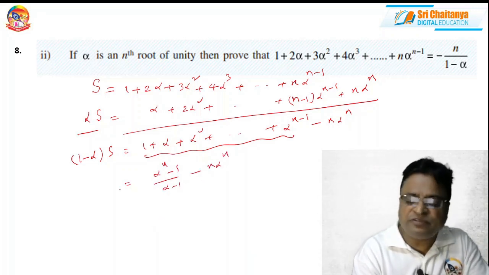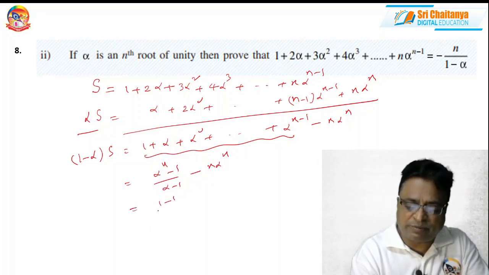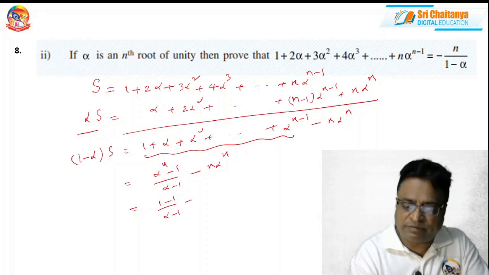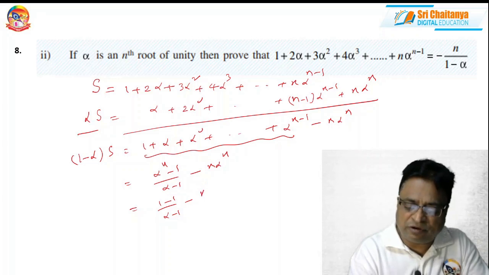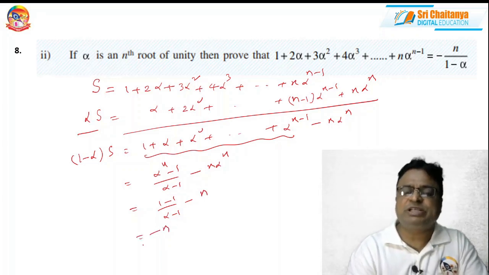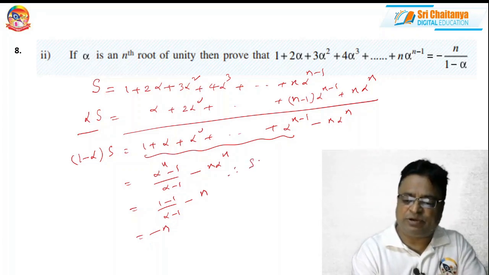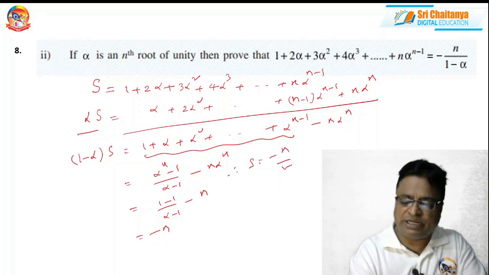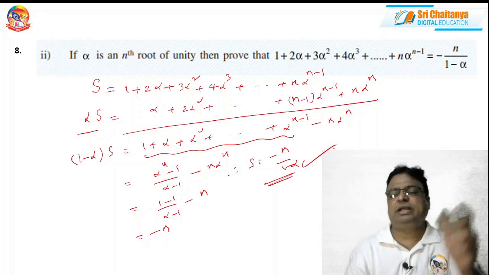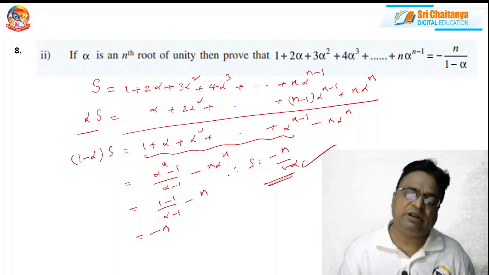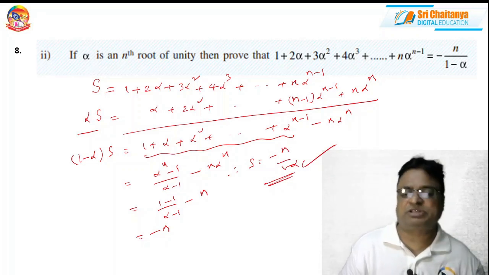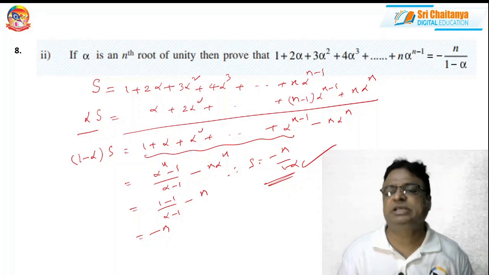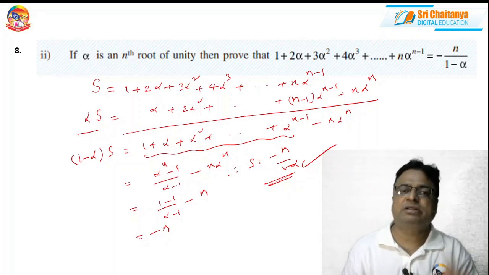But alpha power n is equal to 1. So 1 minus 1 by alpha minus 1 minus, okay, and this alpha power n is equal to 1, that is n. So finally I got what? Minus n. So what is my s? Therefore my s is equal to minus n by 1 minus alpha. So the same technique which I adapted for solving another question in the previous video, the same methodology here I applied, I got the result.